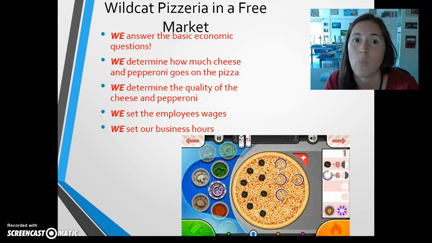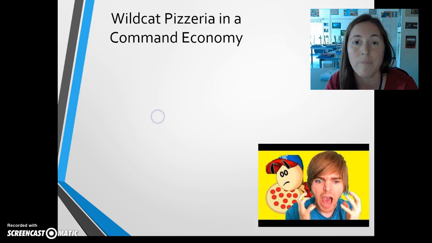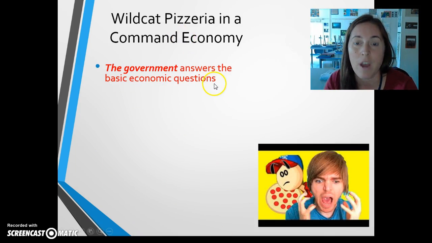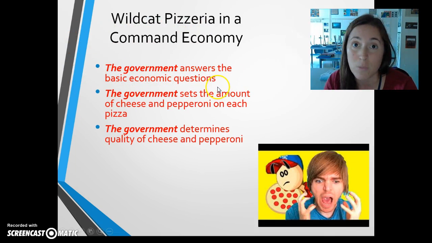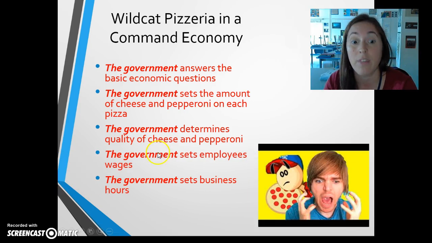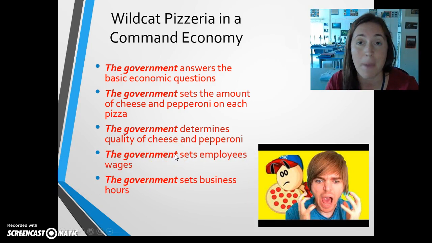So you can see in Wildcat Pizzeria, if I opened it in a free market economy, I make my own choices and I pretty much do as I please. There are no restrictions. If I opened up my pizzeria in a command economy, the government would answer the basic economic questions. The government would determine how much cheese and pepperoni goes on each pizza. The government would determine the quality of the cheese and pepperoni. The government would tell me how much I have to pay my employees.